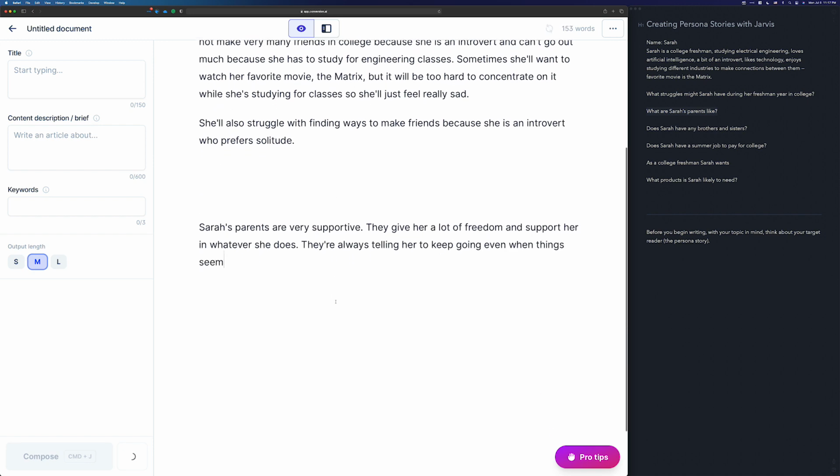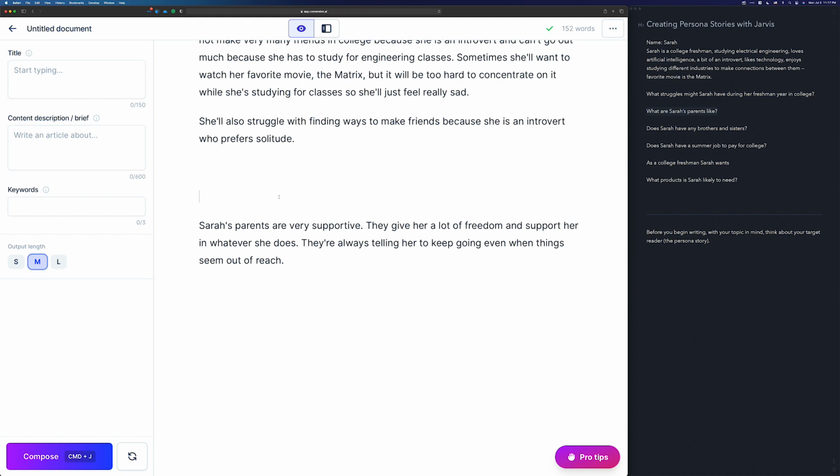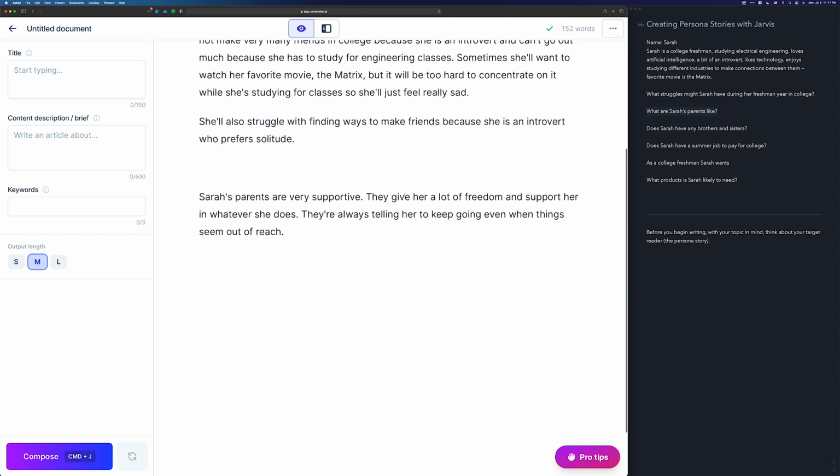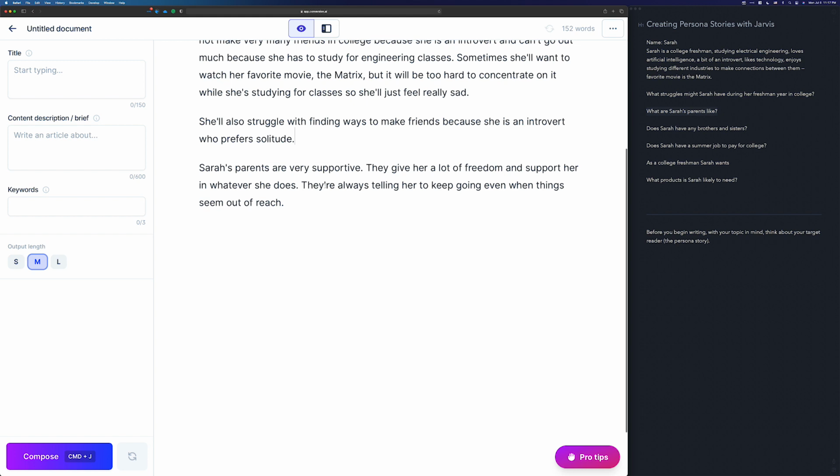There we go. So Sarah's parents are very supportive. They give her a lot of freedom and support her in whatever she does. They're always telling her to keep going, even whenever things seem out of reach. That's a little generic, but it's a good start. And you could spend a little bit more time thinking about Sarah, and then maybe let's say Sarah's parents are supportive. They're always telling her to keep going. They even went above and beyond when.